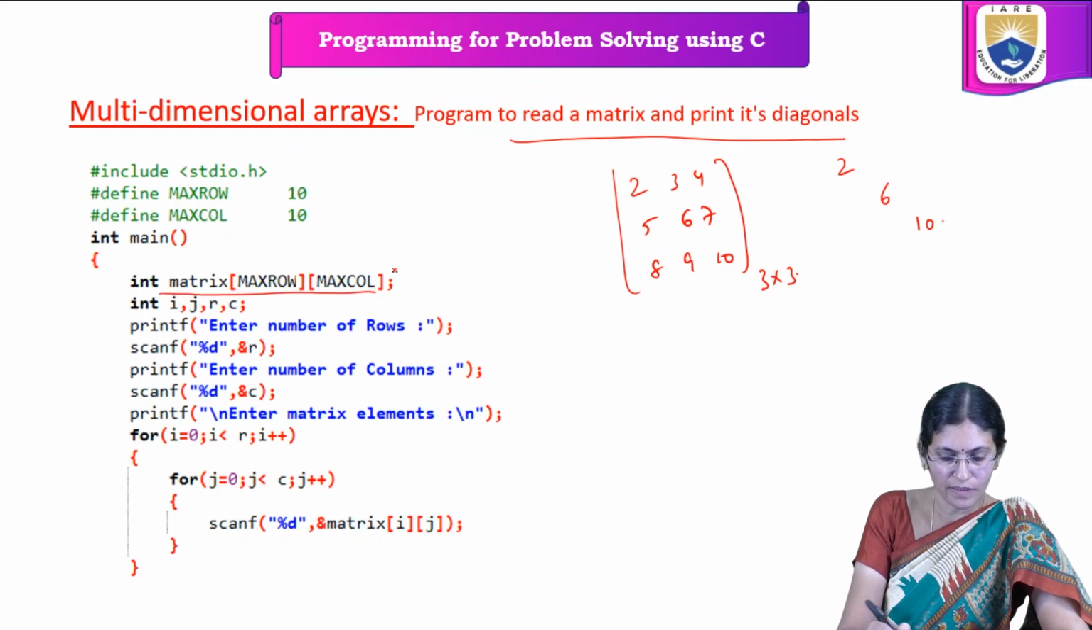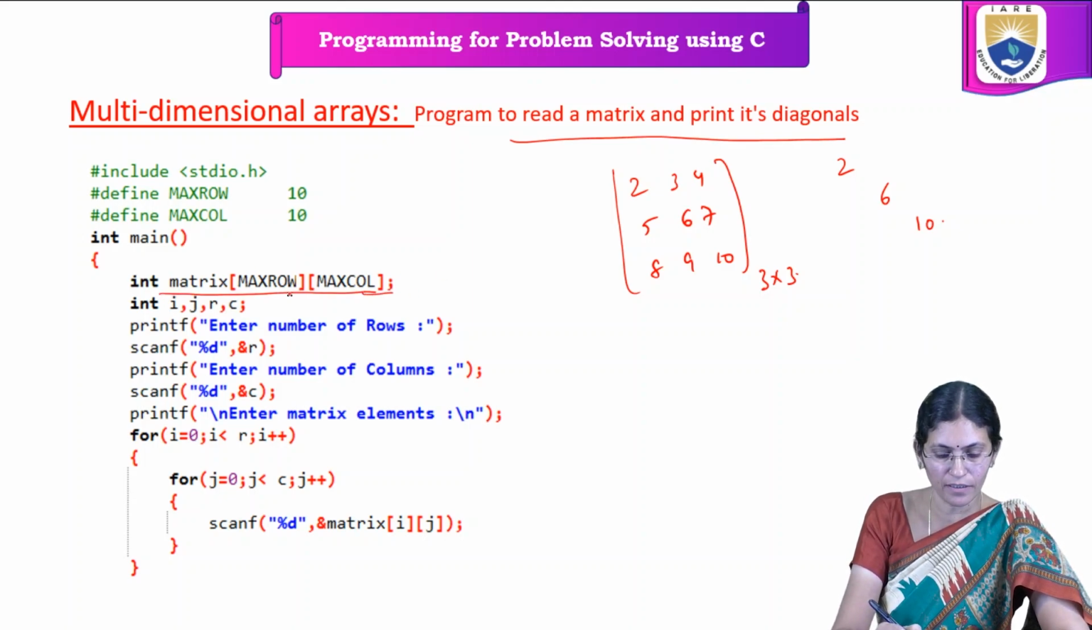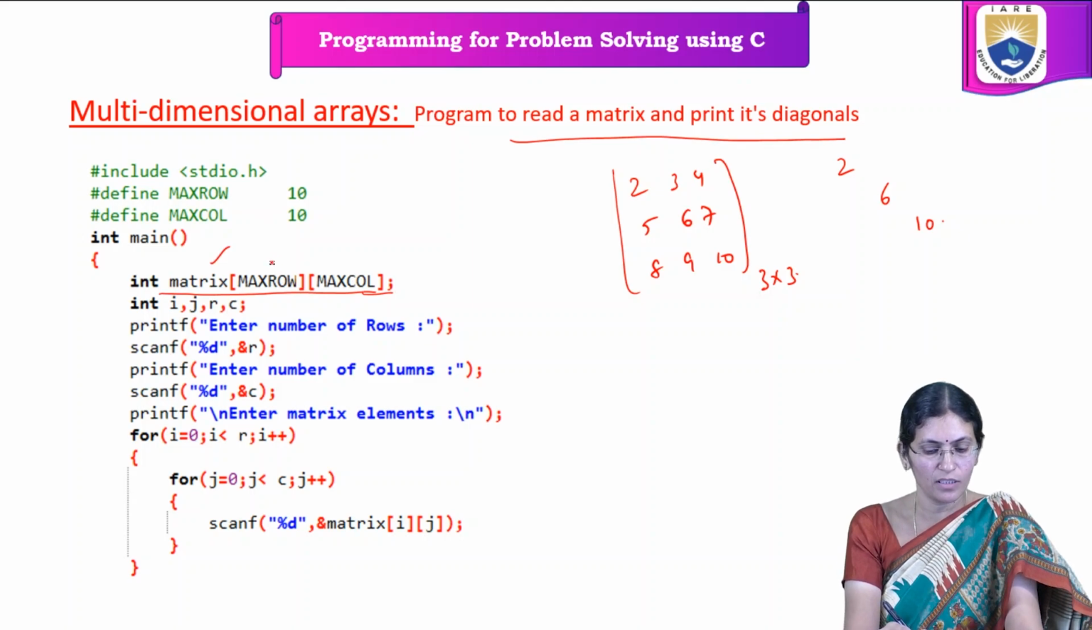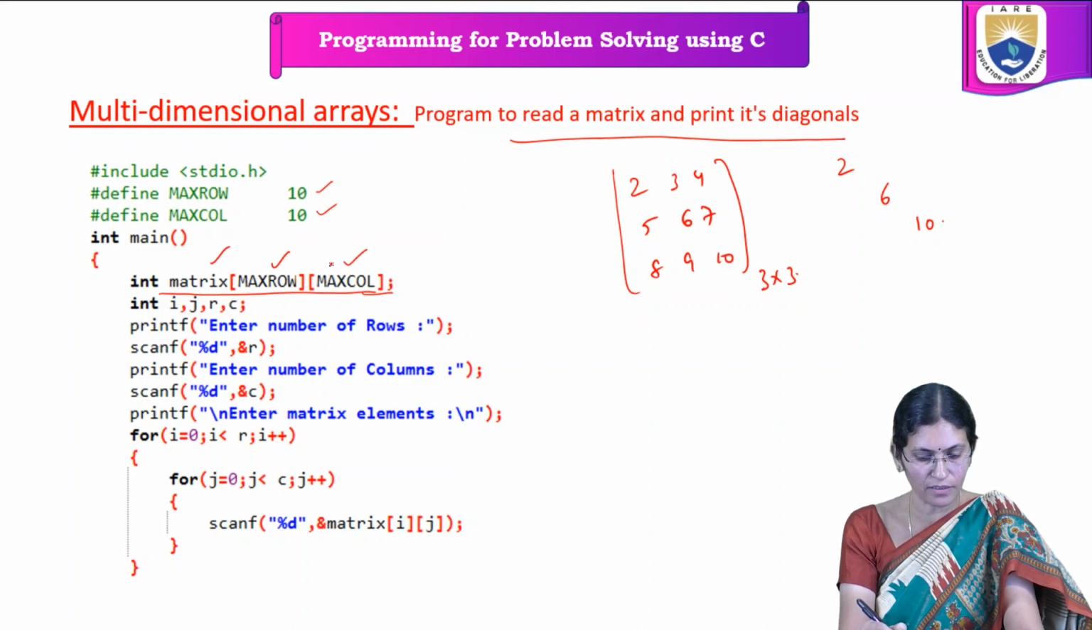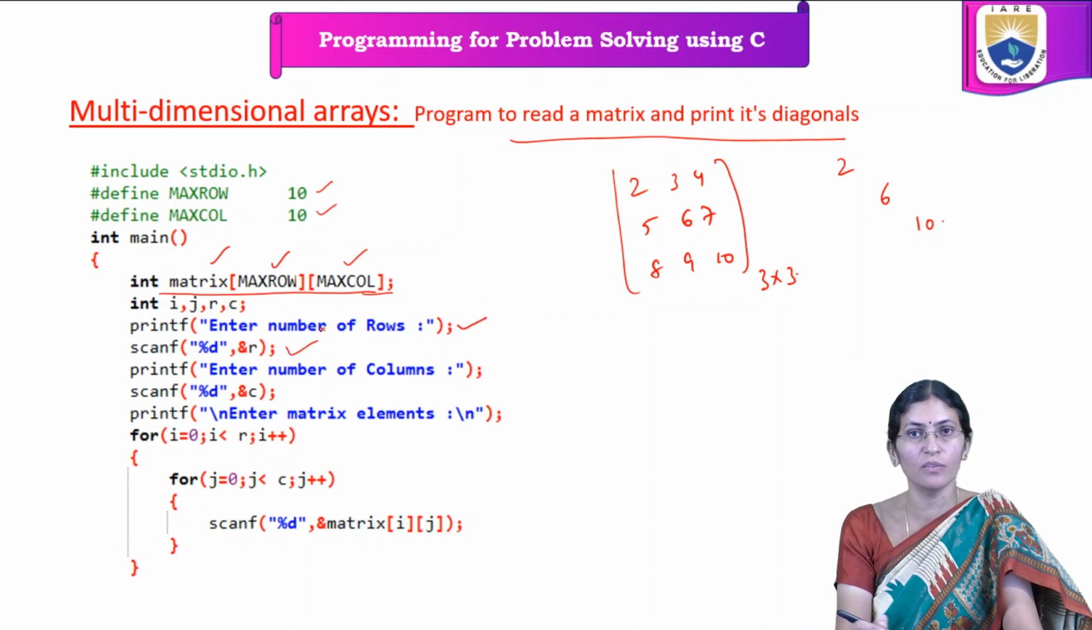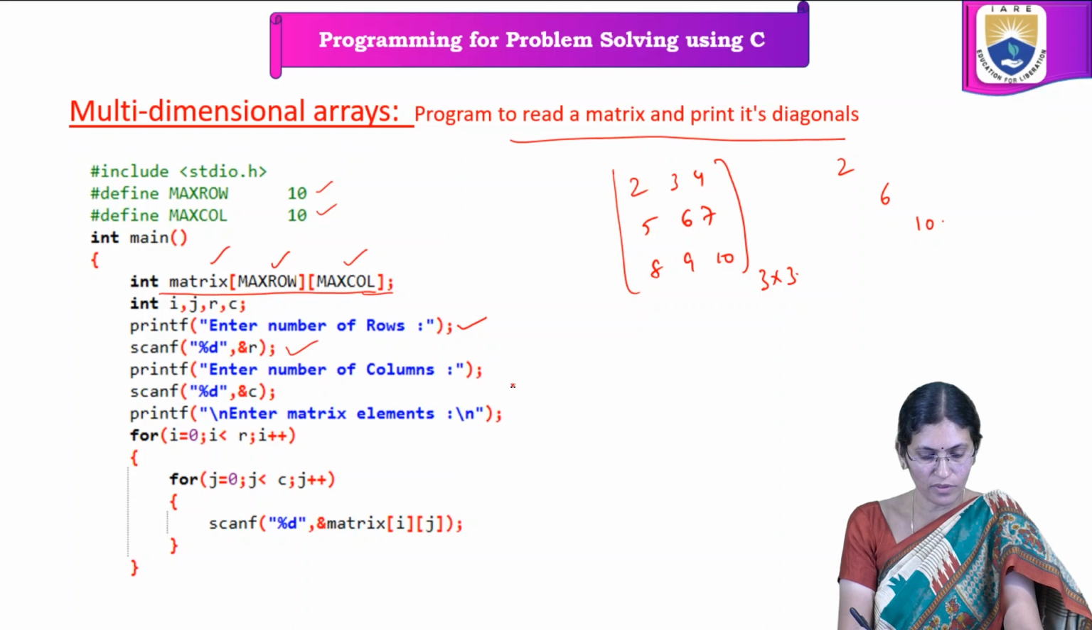The name of the array is matrix. The row size is 10 and the column size is 10, so the maximum elements which can be read into the array are 10 into 10, that is 100. By using a scanf statement, we are reading the number of rows, and by using another scanf statement, we are reading the number of columns. Now enter the matrix elements.